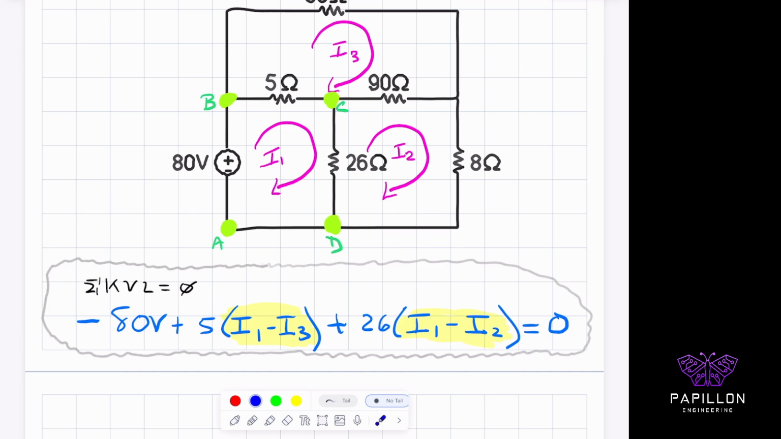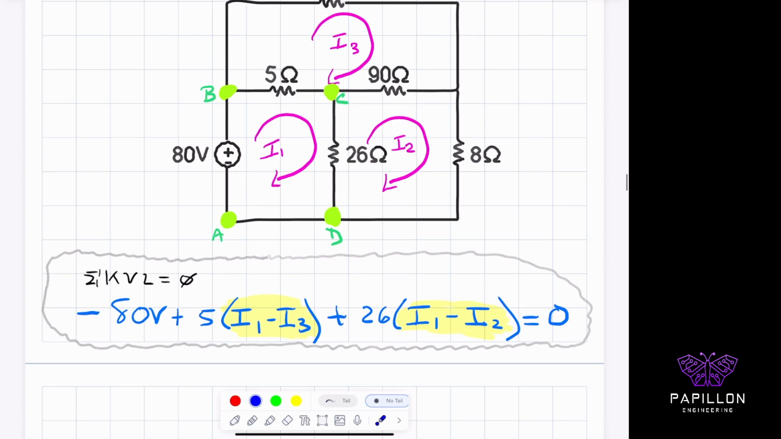So if I go around this loop, it's simply going to now be minus 80 volts plus 5 times I1 minus I3, because a resistor times a current gives me back a voltage. And then I get to this resistor, so again a resistor times a current creates a voltage. It's going to be 26 times I1 minus I2 equals 0. So hopefully you see a pattern here.